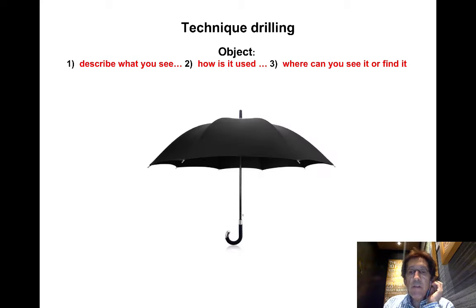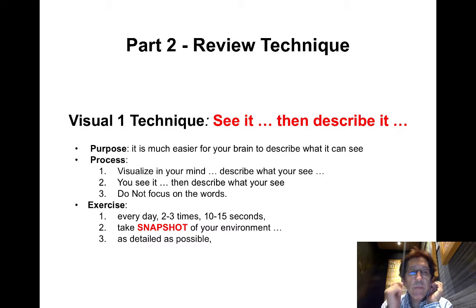So we're going to go to page 11. That's the visual 1 technique. In this exercise, I'm going to give you a scenario. The last exercise, I gave you an object. This next exercise, you get a scenario, meaning like a restaurant, the metro station, a street, and you're going to just describe what you see. So you see it, then you describe it.